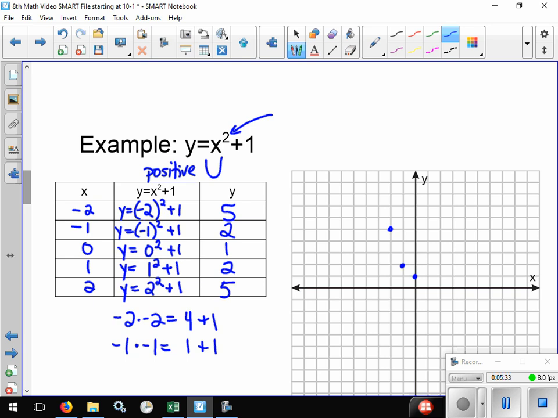Okay, and then we're at positive 1, up 2, 1, 2. Okay, and then we're at positive 2, up 5: 1, 2, 3, 4, 5. So as you can see, here is our U. It looks like a U, and because it was a positive x squared, you have it facing upward, and it looks like it's a positive quadratic, okay? Because it's a U instead of an N.